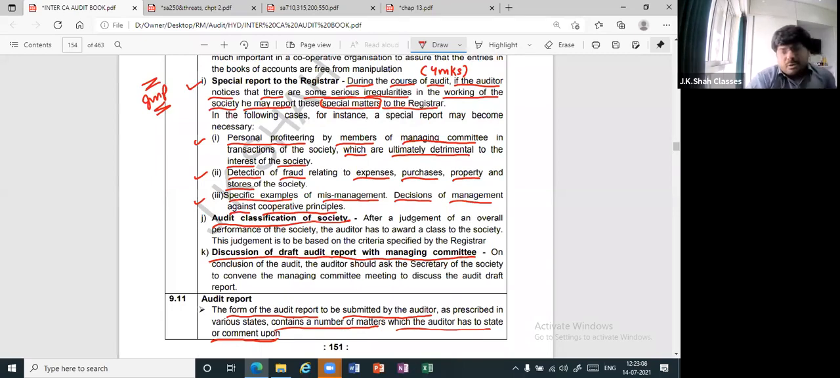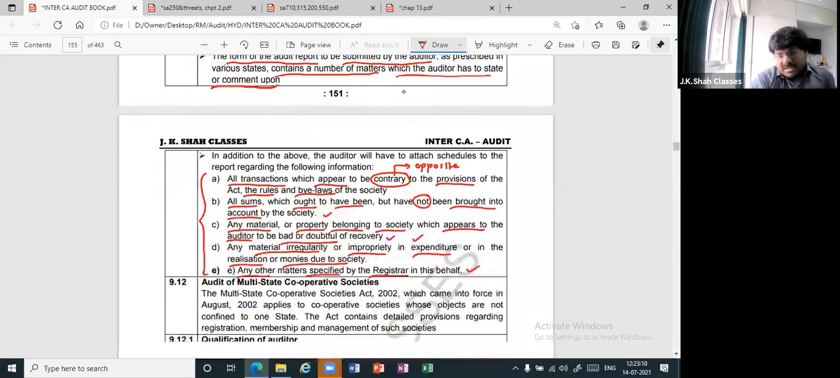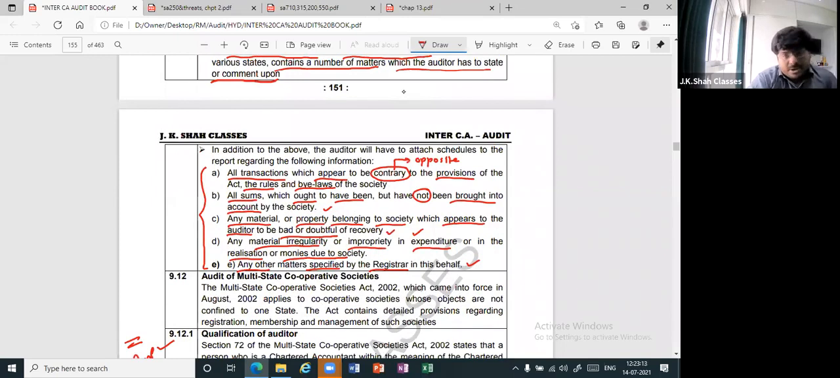And thereafter, the auditor's report has to have certain special matters like transactions, ultimately, if at all they appear to be contrary. Secondly, the sums which ought to have been brought into the society in the first place. Thereafter, any monies or property which have become bad, they will not come back. Any irregularity or impropriety of any expenses which have happened, and any other matter told by the registrar. All cool? Okay.